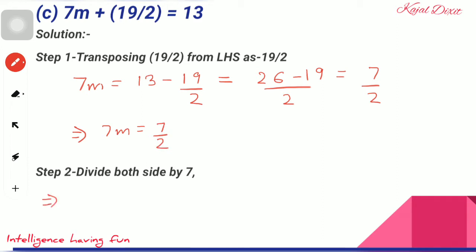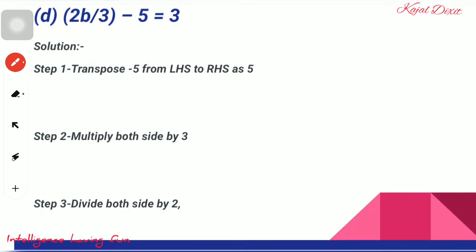From here in the second step we will divide the equation by 7 on both sides. So the result will be 7m by 7 is equal to 7 upon 2 divided by 7. That is, we will multiply the right hand side by 1 by 7. So in the final result we will have m is equal to 1 upon 2, which is the solution to the equation. Let us move on to the next question.